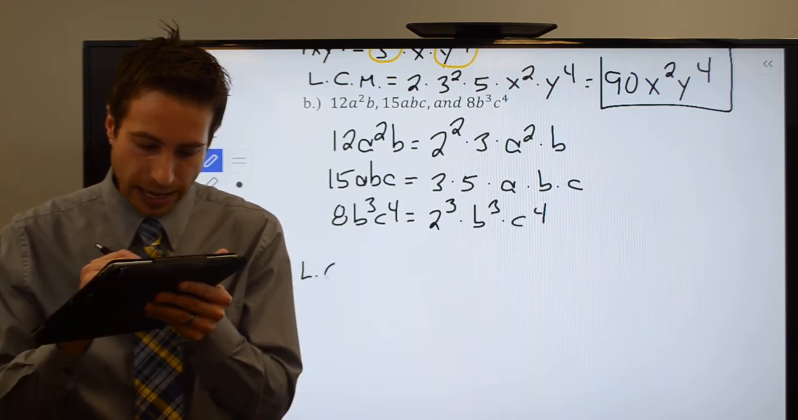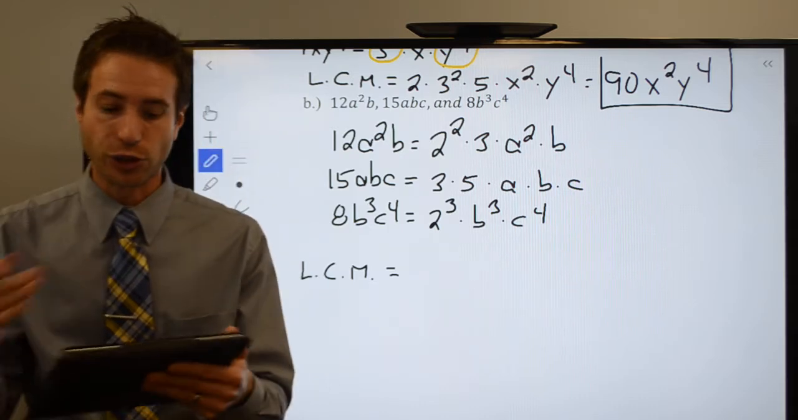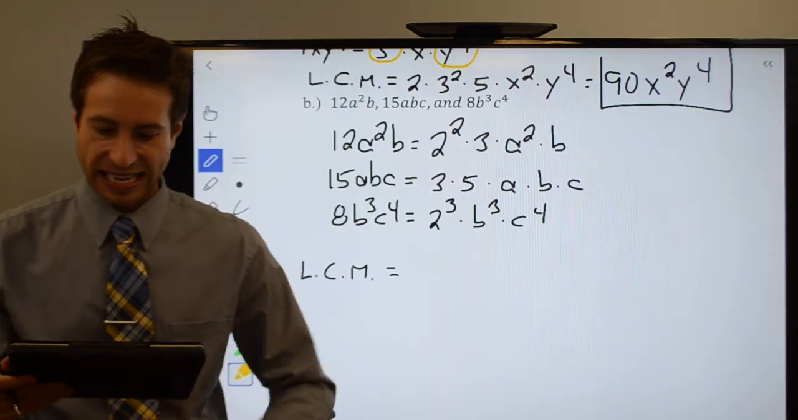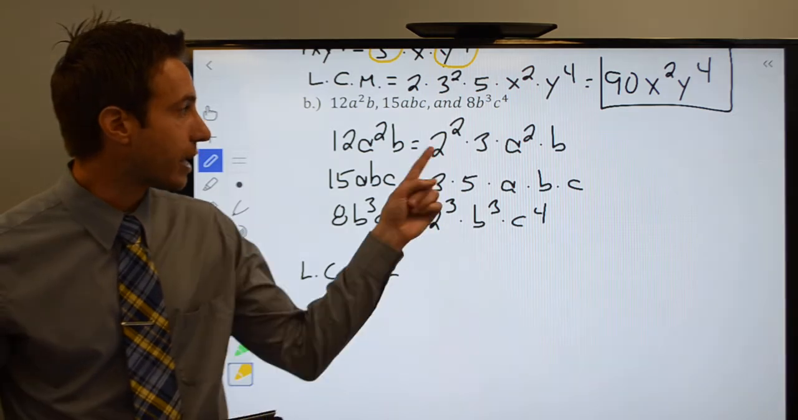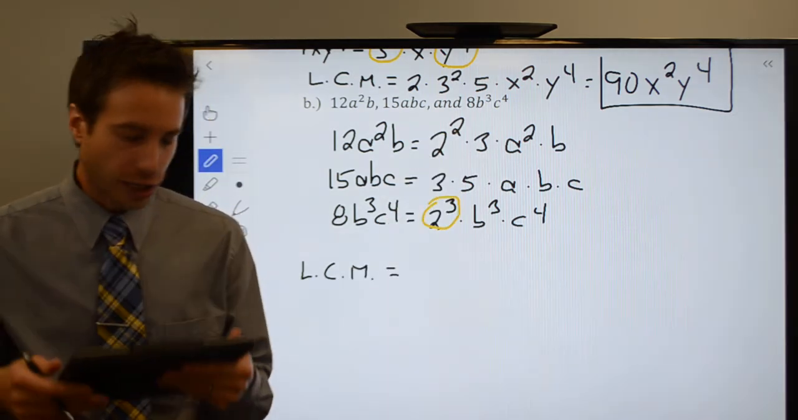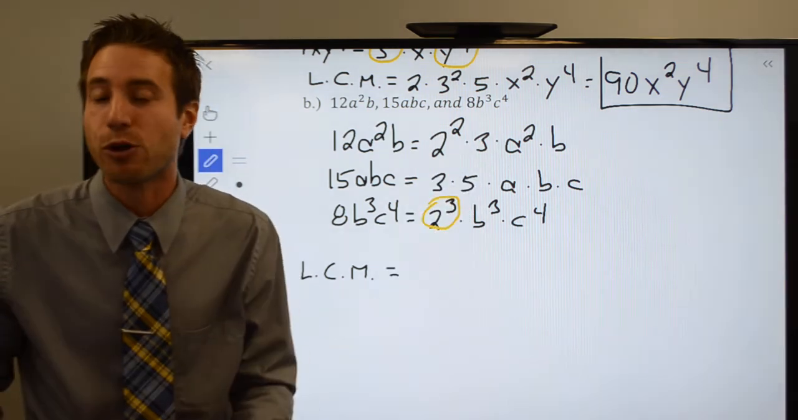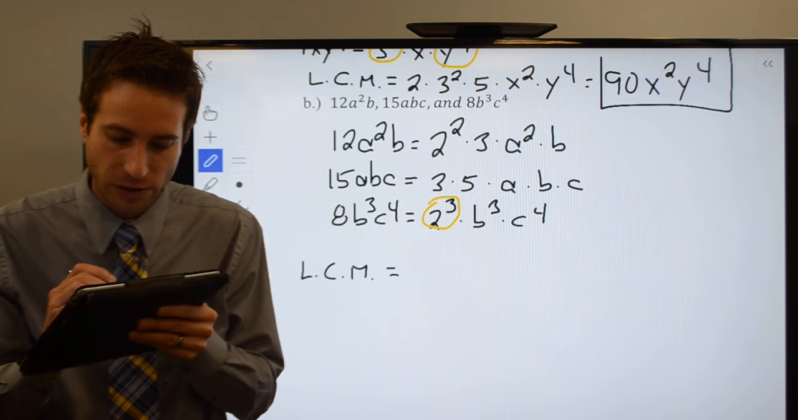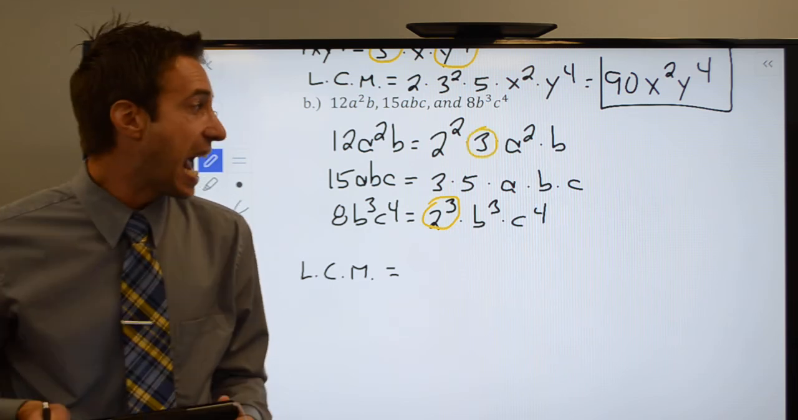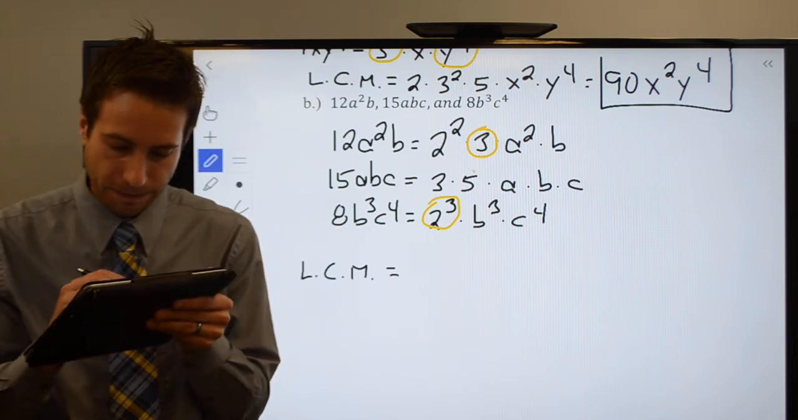And my LCM will be each factor the greatest number of times that it appears. Well, 2 shows up twice, 2 squared and 2 cubed. I keep the bigger one, 2 cubed. 3 shows up twice, 3 to the first, 3 to the first. It doesn't matter which one you keep. They're both 3 to the first. I'll keep that one. And the 5 only shows up one time, so I just keep that guy.